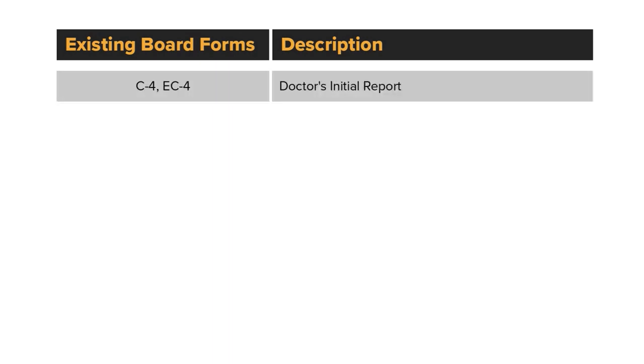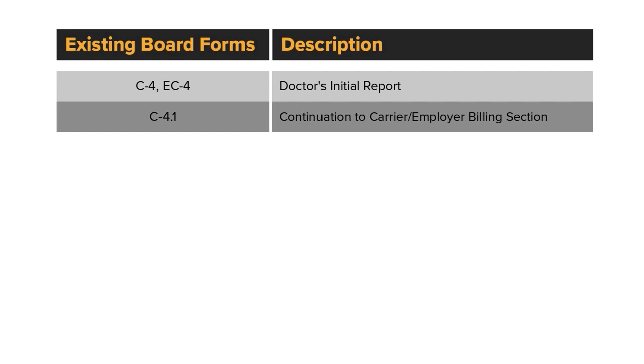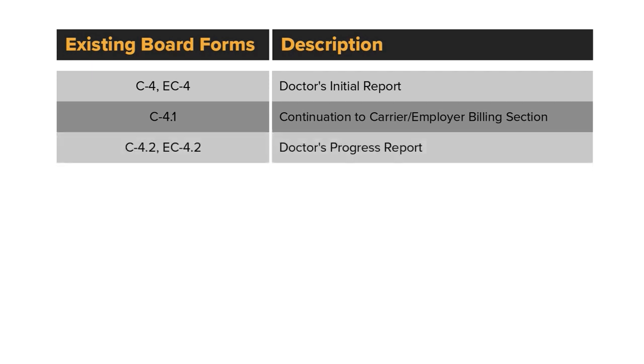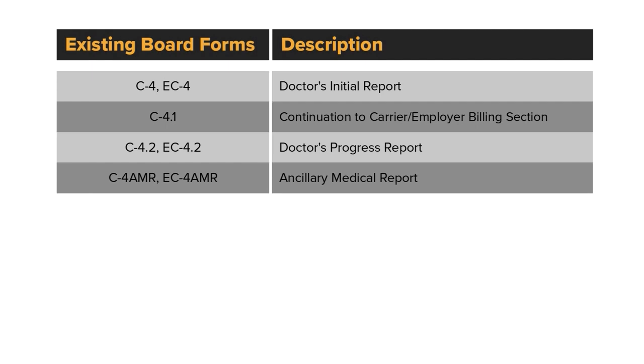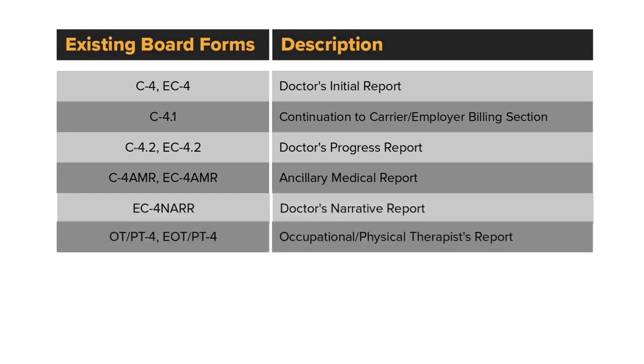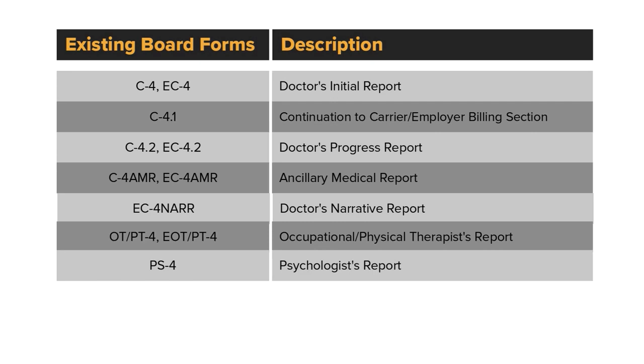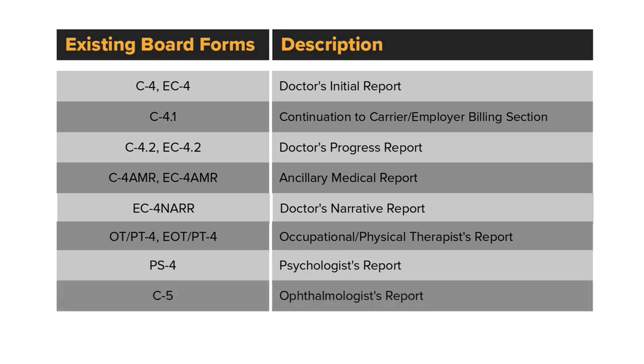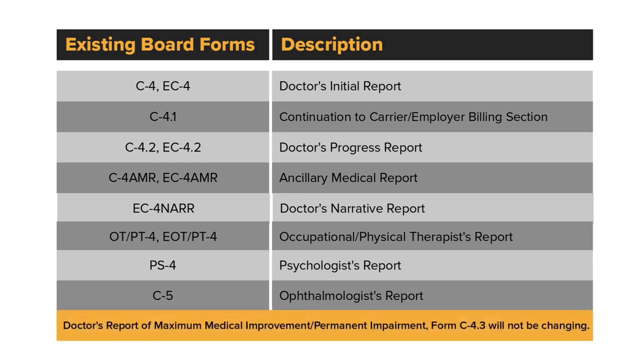The board will replace the following forms with the CMS-1500: Doctor's Initial Report, Form C4 and EC4; Continuation to Carrier Employer Billing Section, Form C4.1; Doctor's Progress Report, Forms C4.2 and EC4.2; Ancillary Medical Report, Forms C4AMR and EC4AMR; Doctor's Narrative Report, Form EC4NAR; Occupational Physical Therapist Report, Forms OTPT4 and EOTPT4; Psychologist Report, Form PS4; Ophthalmologist Report, Form C5. Doctor's Report of Maximum Medical Improvement Permanent Impairment, Form C4.3, will not be changing.